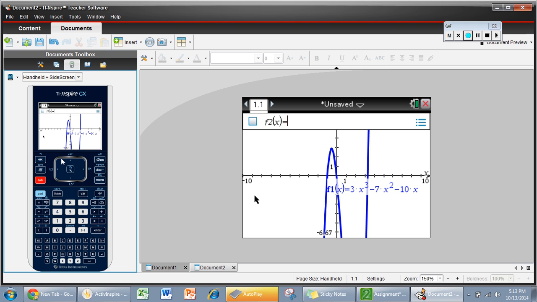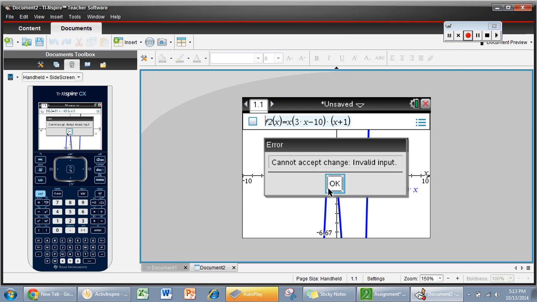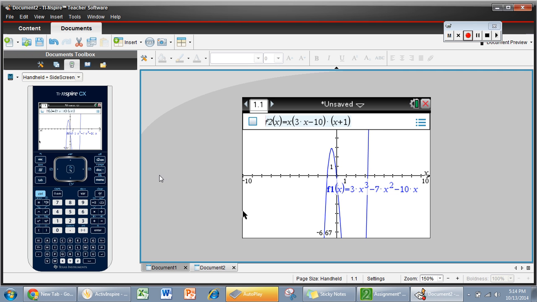Hitting tab, I bring up another equation line. Let's now type in what we got for our answer. When we factored, we ended up with x times 3x minus 10, close it, open my last, x plus 1, close it. So here is my factored answer. When I hit enter, oh, there we go. I think it graphed it.